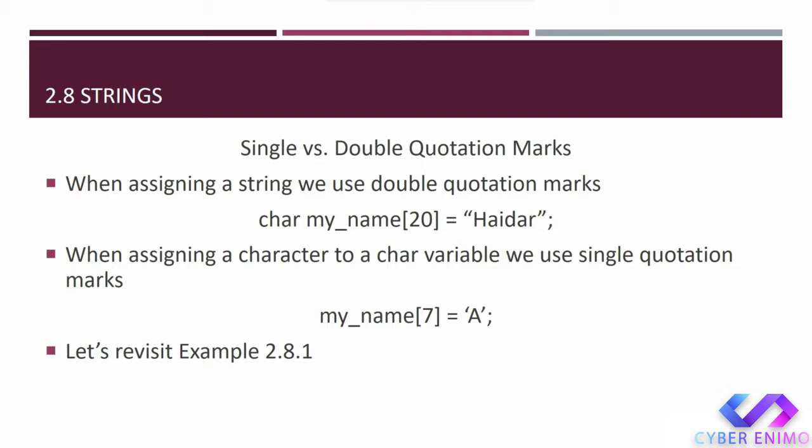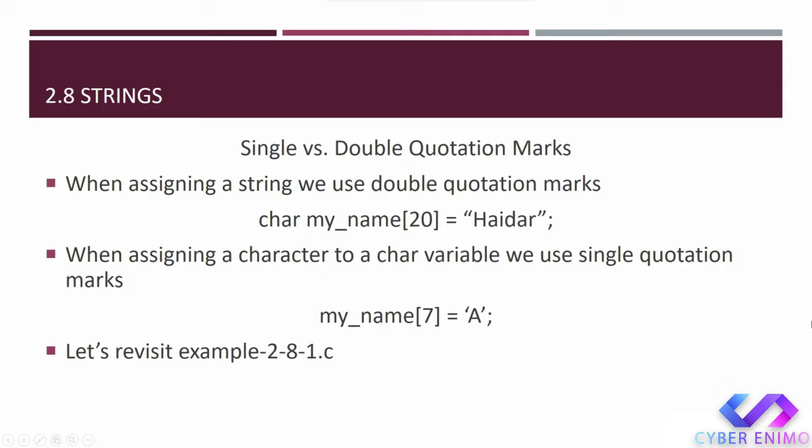Let's talk about single versus double quotation marks. In the previous example, when we wanted to assign my first name, Haider, to the array myName, we used double quotation marks to indicate that we are storing a string in that array. On the other hand, if we wanted to assign a single character to a char variable, then we have to use single quotation marks.